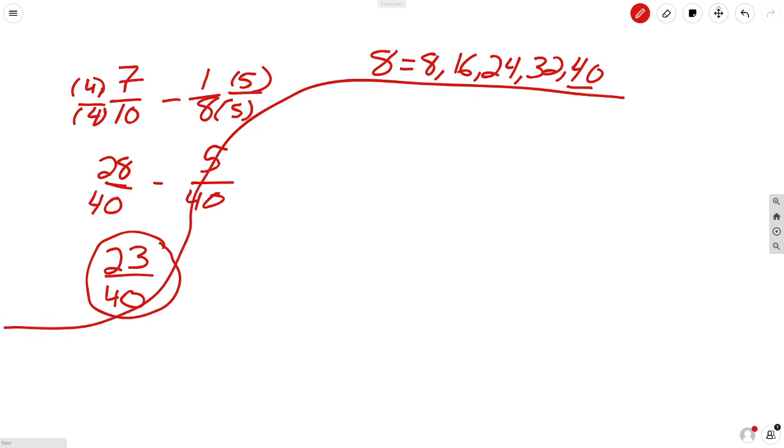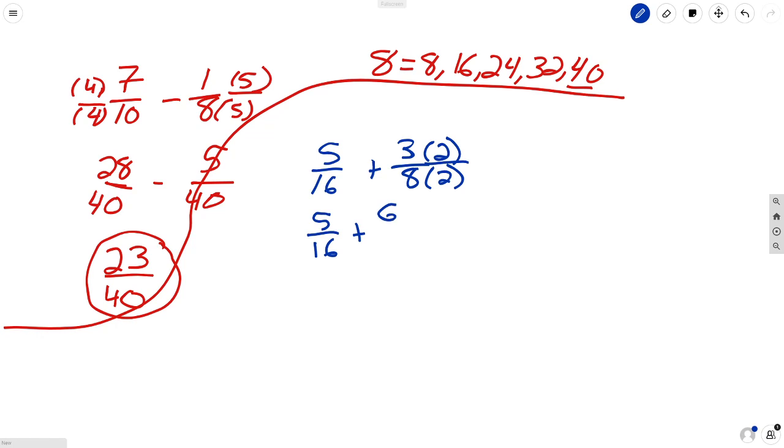Let's look at another one here. 5/16 plus 3/8. Now we could go through and list the multiples, but just looking at this, I know that if I multiply 8 times 2, I'm going to get 16. So I can easily make these denominators equal by multiplying 8 times 2. But remember, what I do to the bottom, I also have to do to the top. So I don't even have to change the 16. It just stays the same.